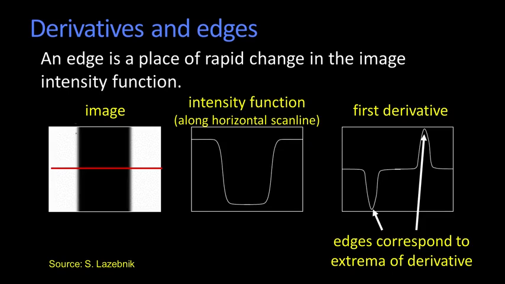And these edges correspond to these extrema of the derivative. That is, somewhere down here is where the maximum negative slope is, and somewhere over here is the maximum positive slope. This is the maximum negative, that's the maximum positive. So finding edges is going to have something to do with finding peaks in the derivative. So how are we going to find these extrema in the derivatives?